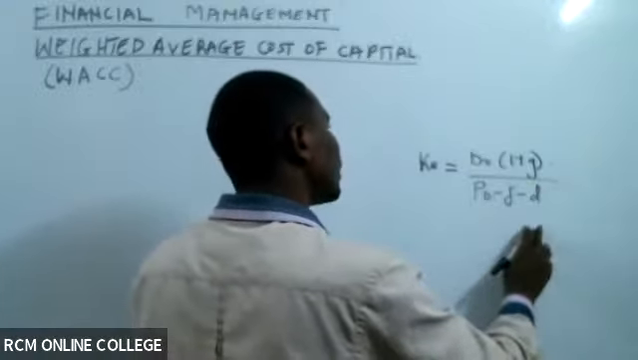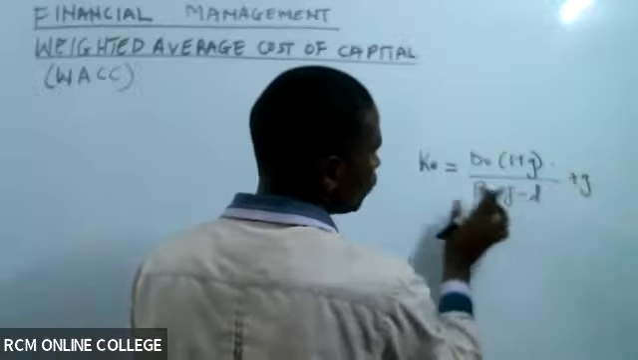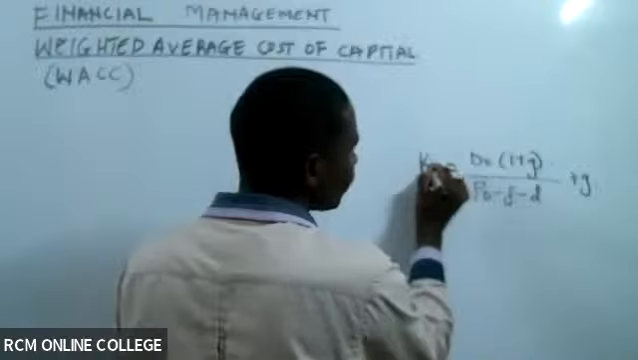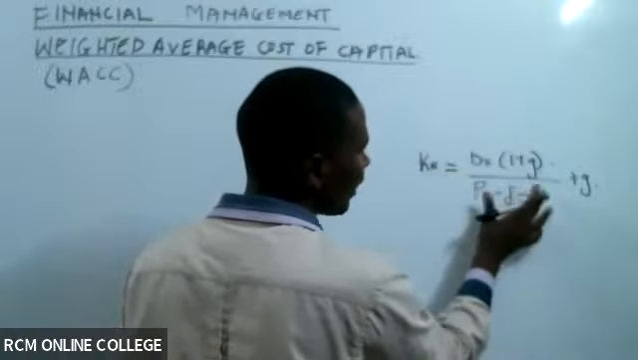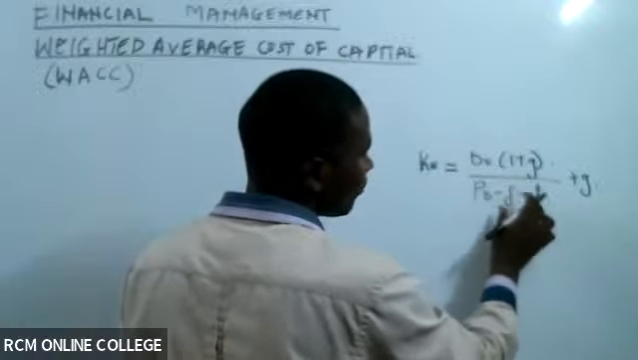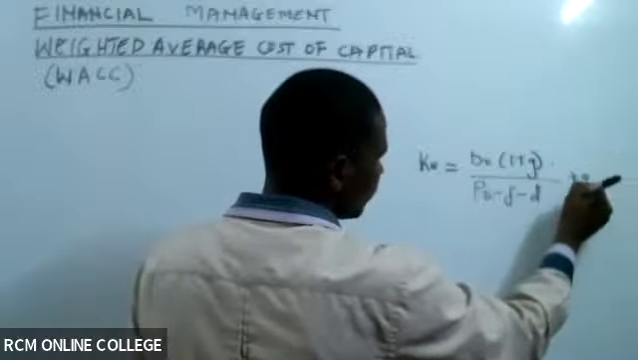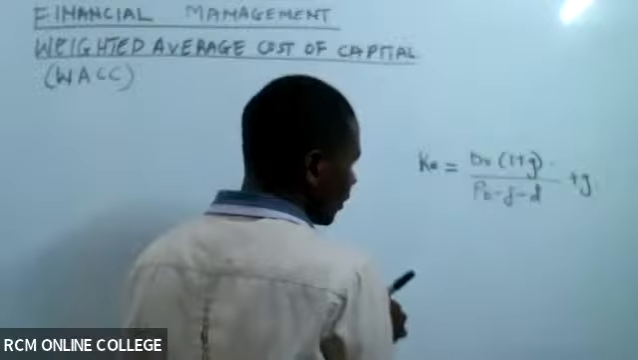And then you do what? You can add g, to simplify, to stand for the ordinary share and the retained earning. Remember, for retained earning, we exclude the F minus D. So we shall see using an example. Then you multiply by 100. Of course, this should be given as a percentage.